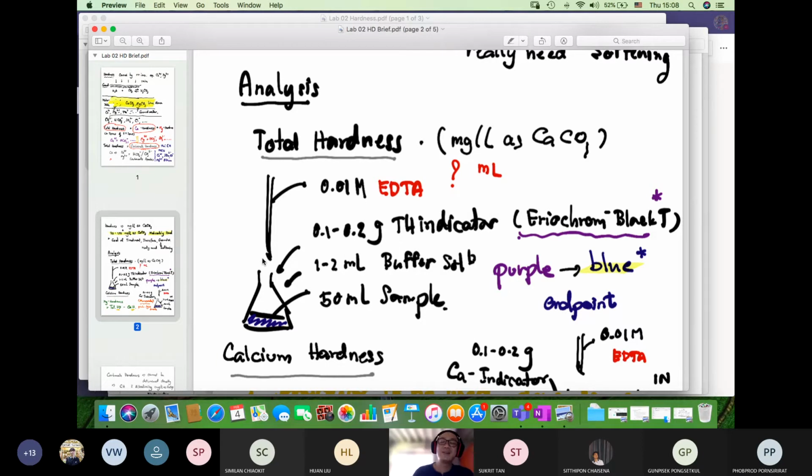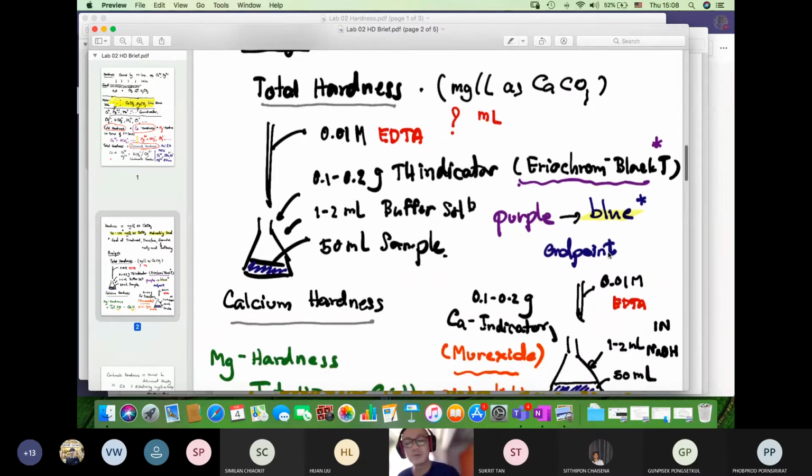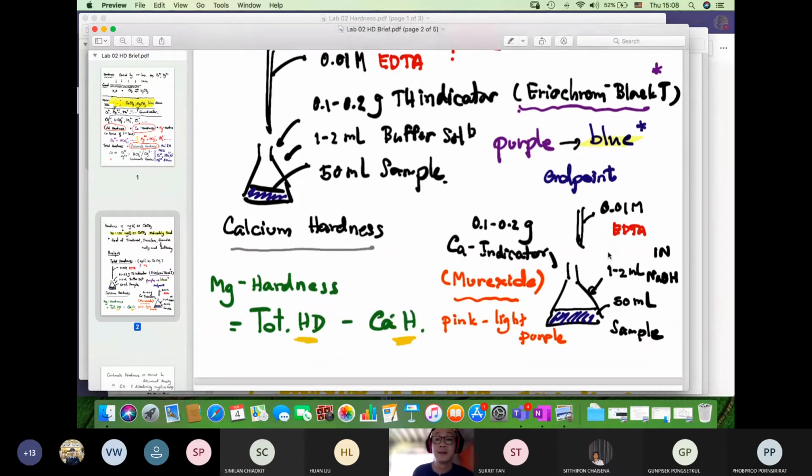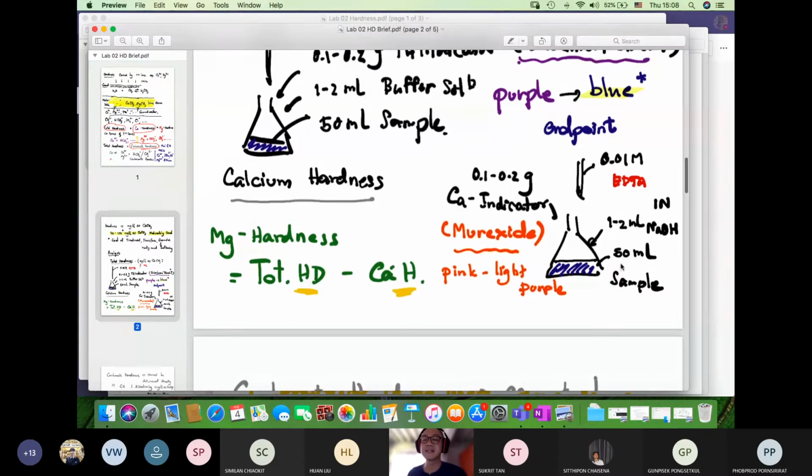Okay, so then we record. The color should actually change from purple to blue. So once it turns blue, that indicates the endpoint. The same as the calcium hardness. For the calcium hardness, we use Murexide as the indicator, but other things are also similar.